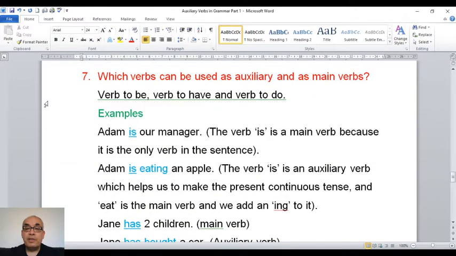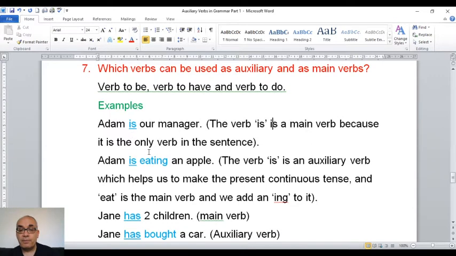Number 7. Which verbs can be used as auxiliary and as main verbs? Verb to be, verb to have, and verb to do. So do, be, have. These 3 verbs can be used as main verbs and as auxiliary verbs. Examples. Adam is our manager. Now, if you look at this sentence, we only have one verb. This means is is a main verb, because it's the only verb in the sentence.